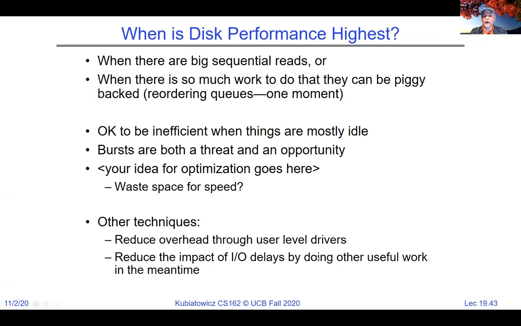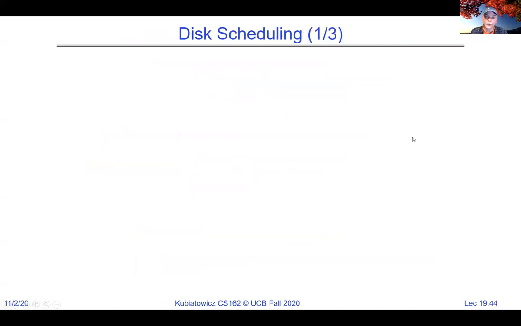We may have user level drivers to try to reduce queuing as represented by software in the kernel. Maybe we could reduce the IO delays by doing other useful work in the meantime. There are many ways of making things faster, okay?